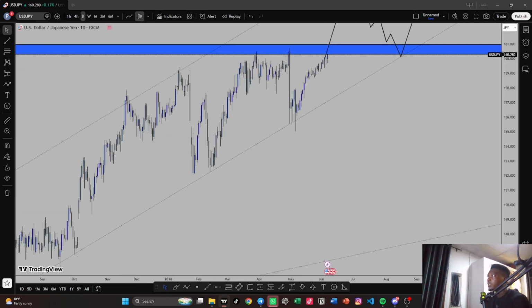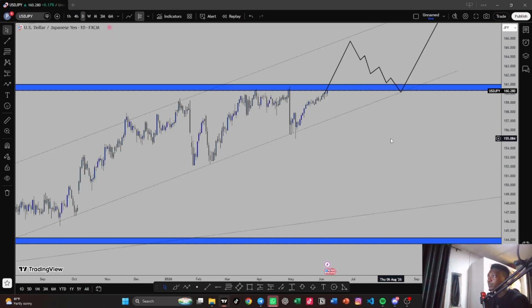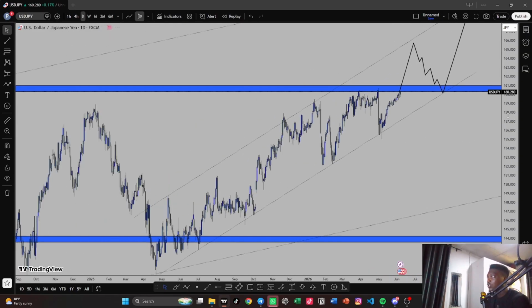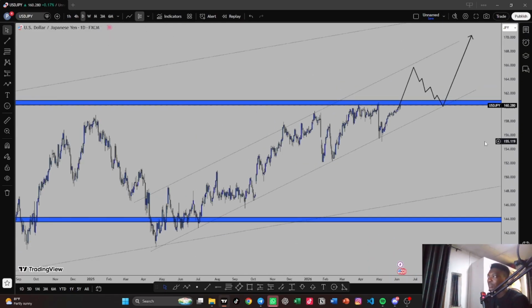USD JPY, this is also trending to the upside, but trust me, where the market is currently sitting is not okay for me to enter a trade because price is sitting at a resistance.